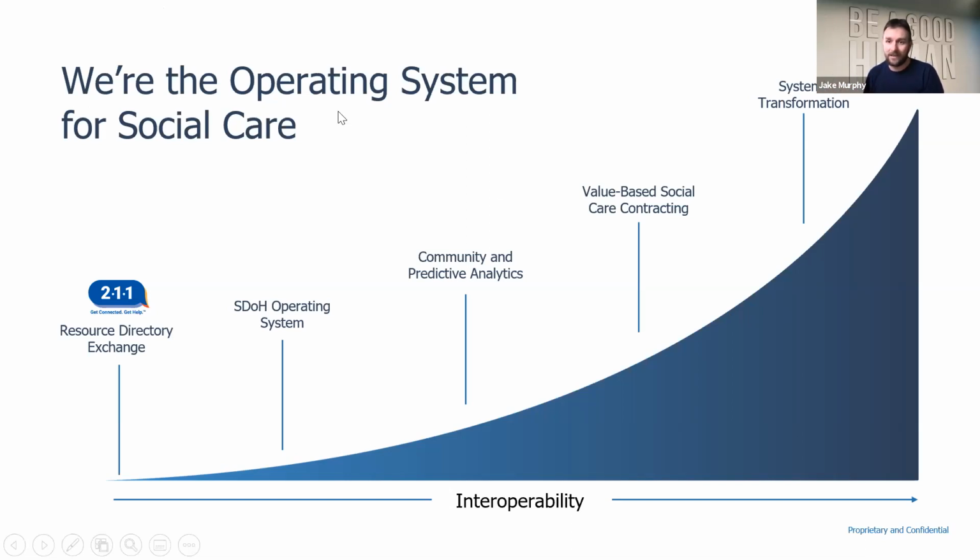Overall, we want to get to major systems transformation. How do we flip the script? How do we invest more in social care holistically? All under this foundation of interoperability. How do we meet people where they're at? How do we meet organizations where they're at?